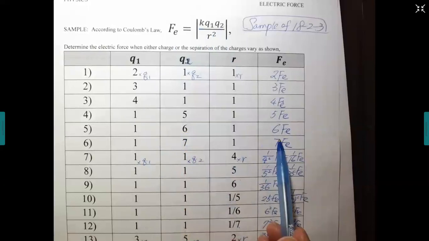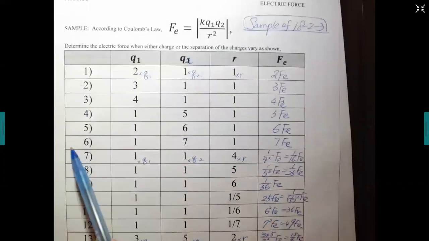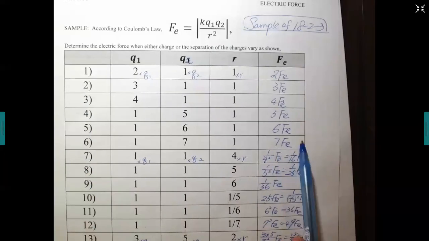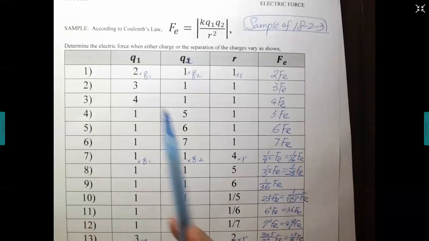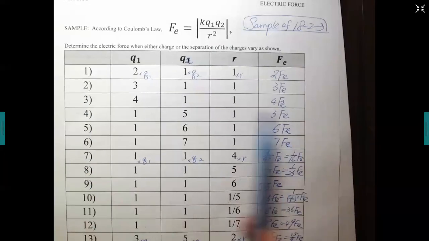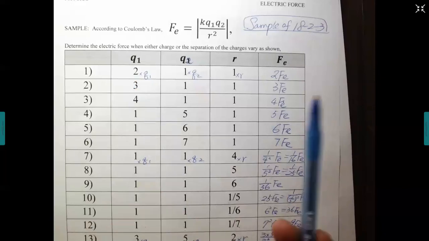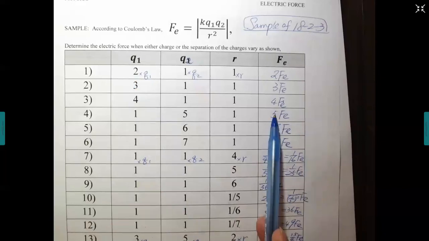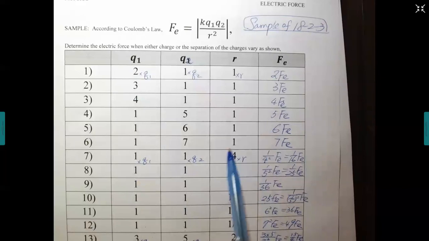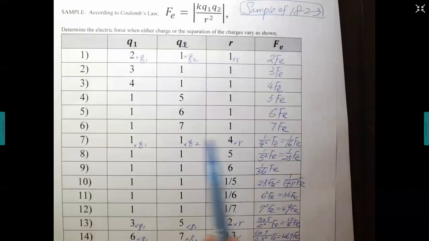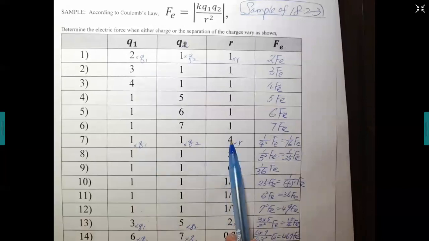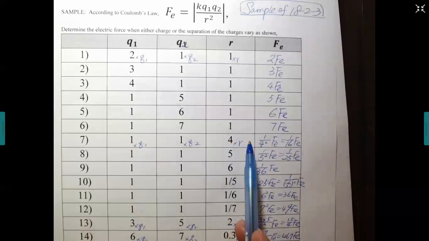Now, let's take a look. From 1 to 6, this describes how each charge affects the force. Pretty much, if Q1 is doubled, it's doubled. If 5 times, it's 5 times. Now let's take a look at how separation affects the electric force between them. When both charges stay the same, if the charges are farther apart, the electric force between them is weaker. How much weaker? Take a look.